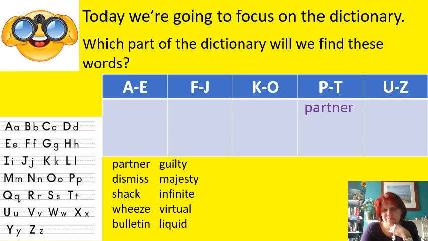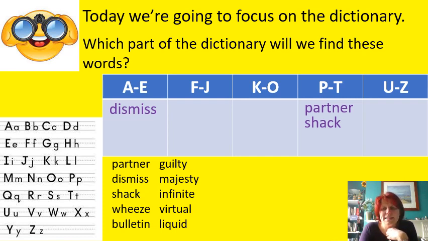Partner. Okay. D for dismiss. D for dismiss. A, B, C, D. It's right near the beginning. So it's going to be in the first bit of the dictionary. Shack. Let's just have a think. I've got partner over there. P, Q, R, S, T. So it's in that section there. So it's after the first half. It's not in the first half, but it's not right at the back.